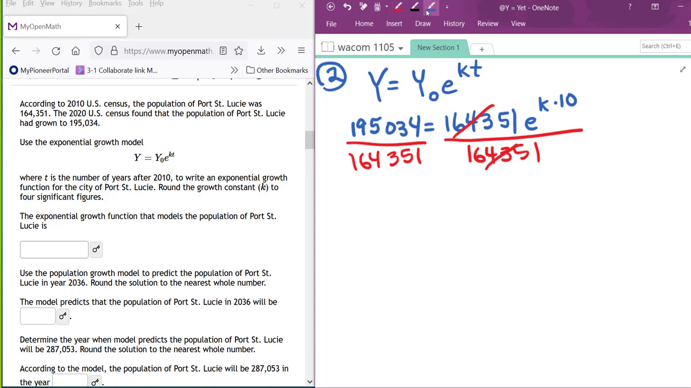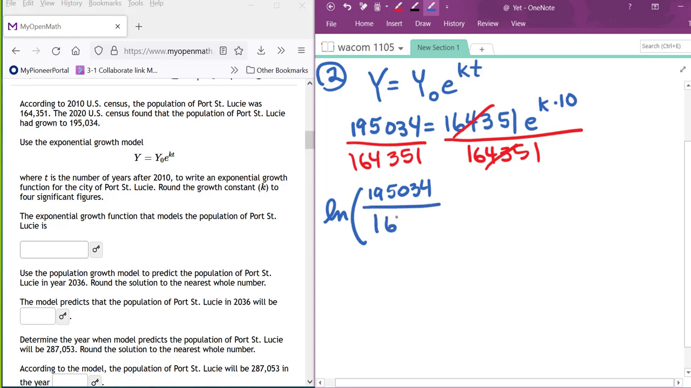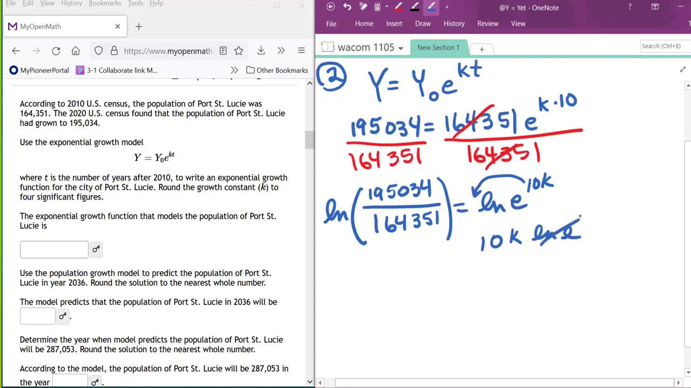All right, and so now I'm going to take the logarithm of both sides. And so your 10k is going to come down. ln of e is 1, so that's off. And so we can go ahead here and divide by 10. So I'm taking a little tiny shortcut there. And that will get us k. So we'll do this in one shot in our calculator.